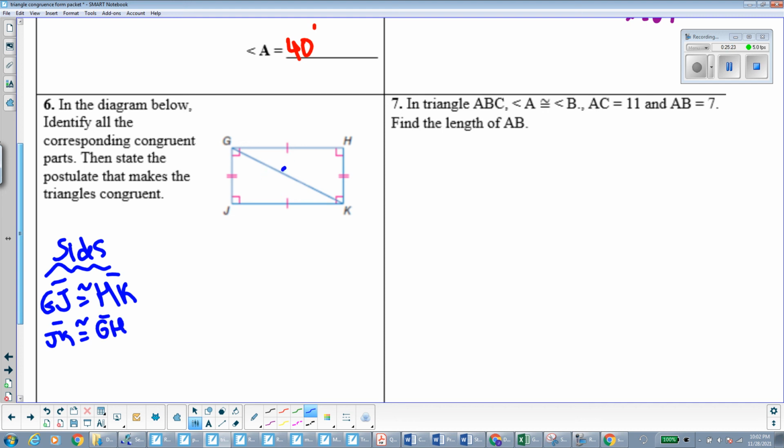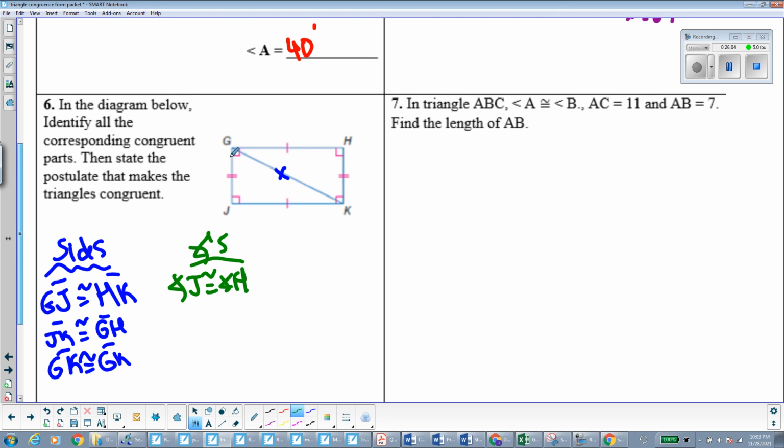And then I see the shared side between the two triangles, GK. So I can say that it's congruent to itself. We know that's by the reflexive postulate. Now let's talk about the angles. So I see that we have angle J congruent to angle H. Oh, and I see that there's many postulates that we can use here based on the information that we have.